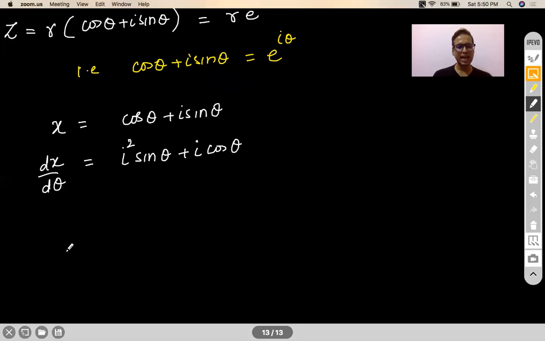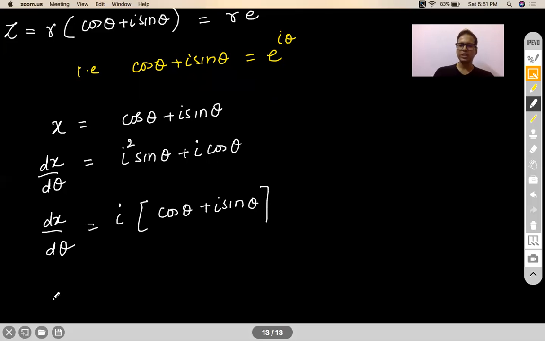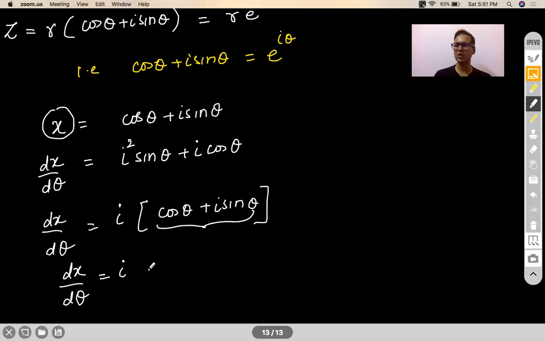Okay, and he took i common. So if he took i common, he got cos theta plus i sin theta. So he realized that on taking i common, he is back to i times the same number that he started with. Okay, so he ended up getting a differential equation.